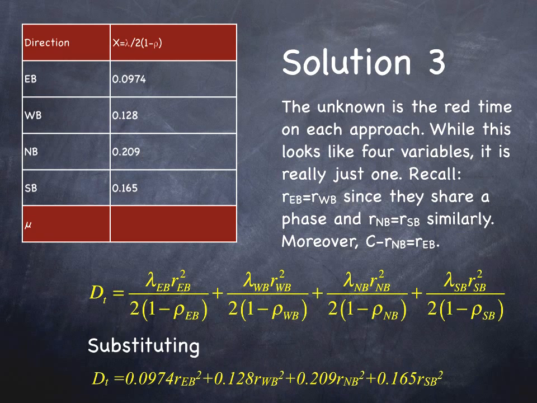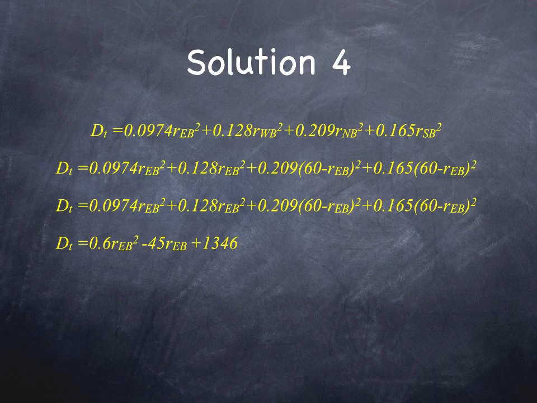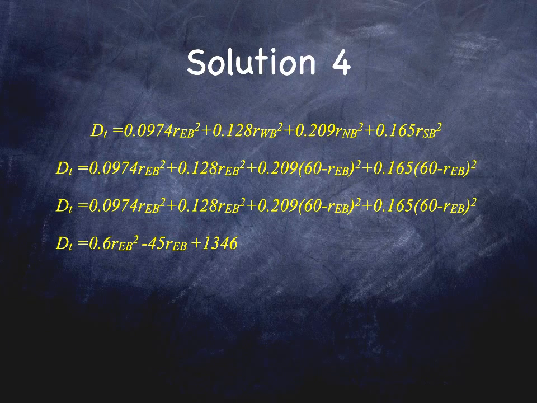Now, I mentioned that we had a calculation that we wanted to do to simplify things. I've defined the variable x to equal lambda over 2 times 1 minus rho, to simplify our calculations by solving that beforehand. Now we take our total delay expression and rewrite it in terms of the red time on the eastbound approach and simplify this using standard algebra. We get that the total delay is 0.6 times the red time on the eastbound approach squared minus 45 times the red time on the eastbound approach plus 1,346.